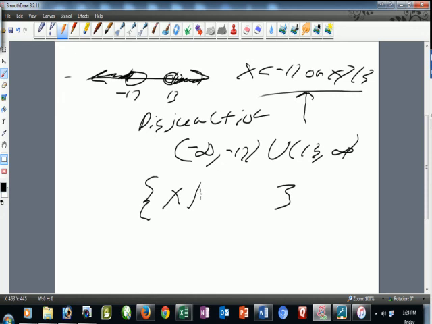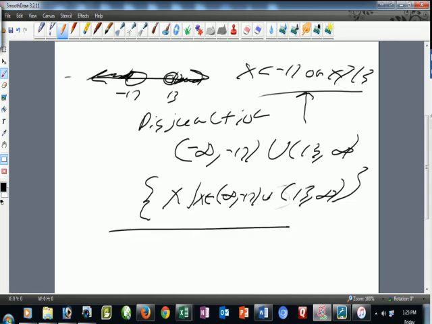Set notation: squiggly bracket, x, bar. I'm gonna copy this guy. X is an element of minus infinity, comma, minus 17, union, 13, infinity. Graphic, inequality, interval, set, done. Pause here for a second.